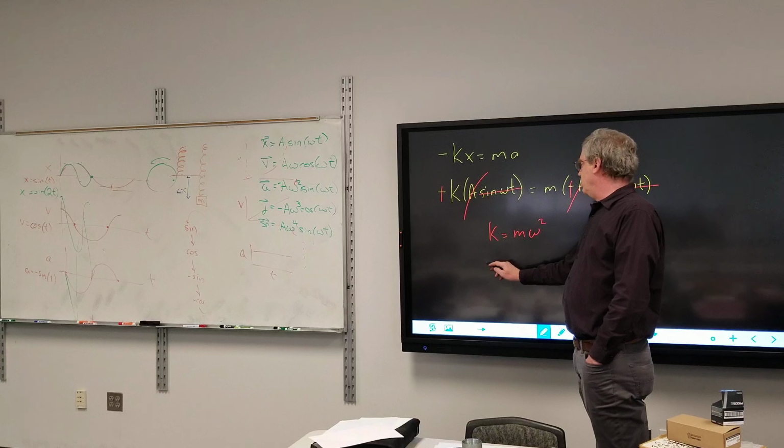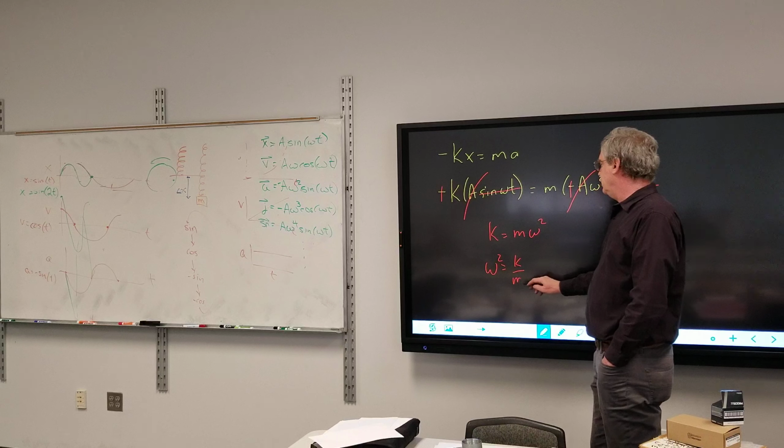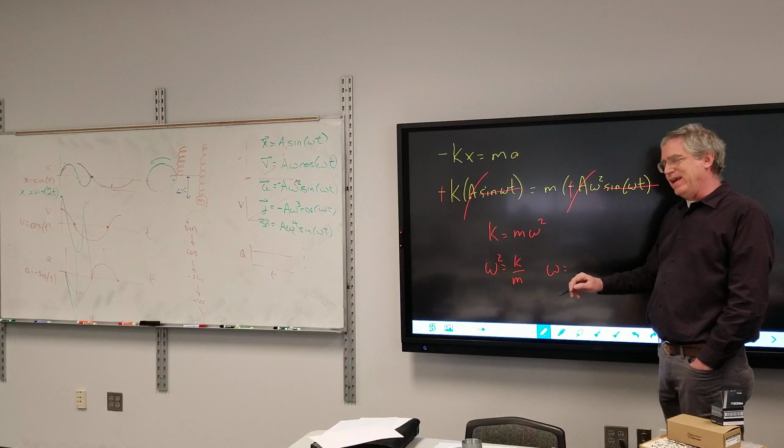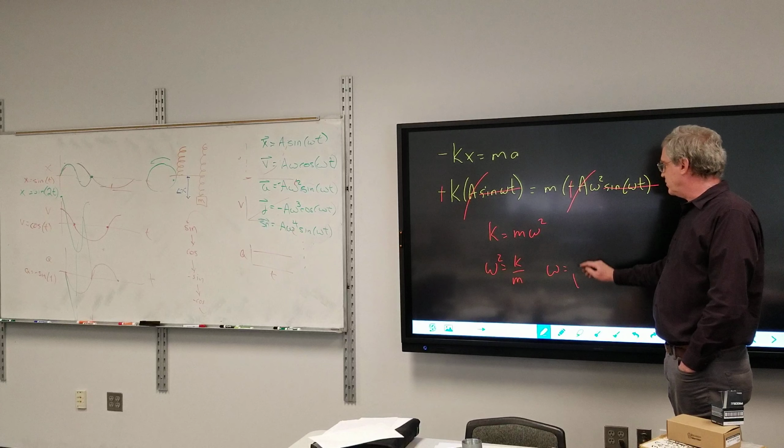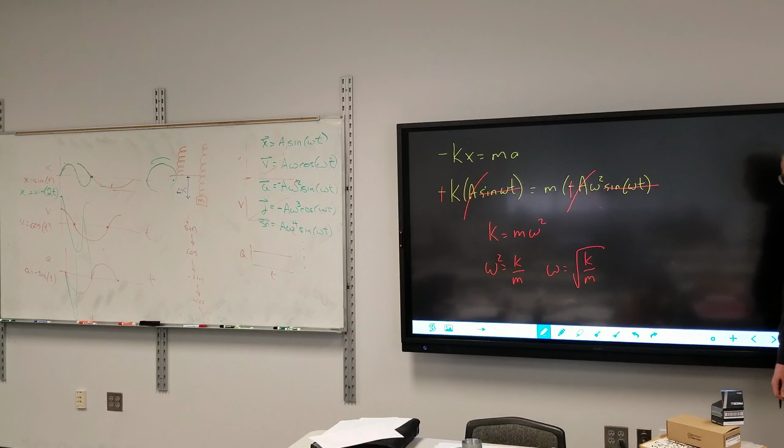So, therefore, omega squared is equal to k over m. Omega, the angular frequency, is the square root of k over m. Let's take it one step further. I know that omega is the number of radians per second.